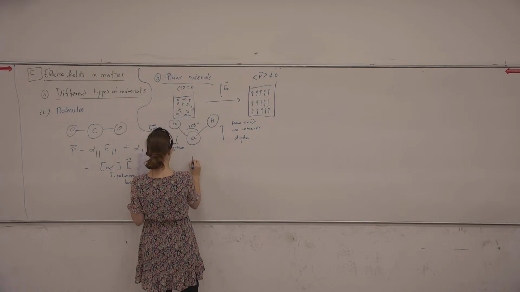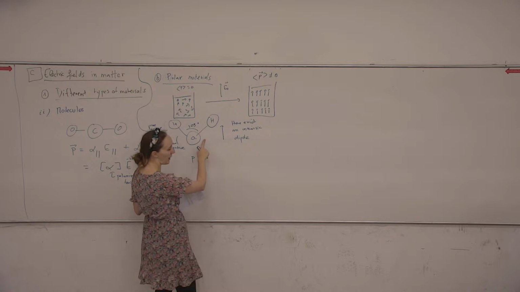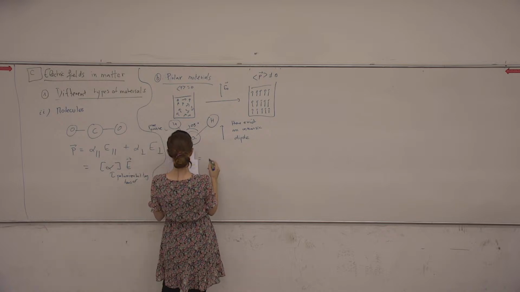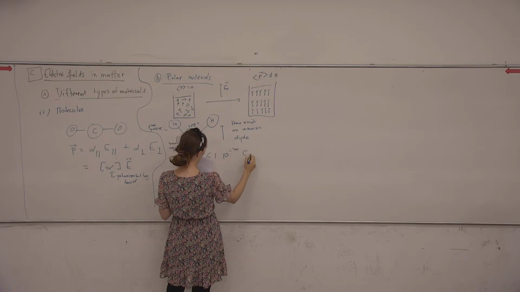In the case of water, the permanent dipole of water is 6.1 times 10 to the minus 30 coulomb meter.